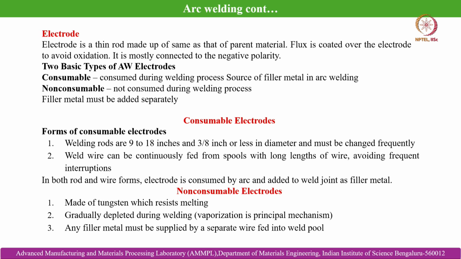Why are these long lengths of wire fed from spools? To achieve continuity in the welding, so that there are no defects due to improper fusion of the weld metal at the weld joint. That's why the filler rod is fed from a spool having a long length of wire. But in both the rod and wire forms, the electrode is consumed by the arc and added to the weld joint as filler material in the case of a consumable electrode.